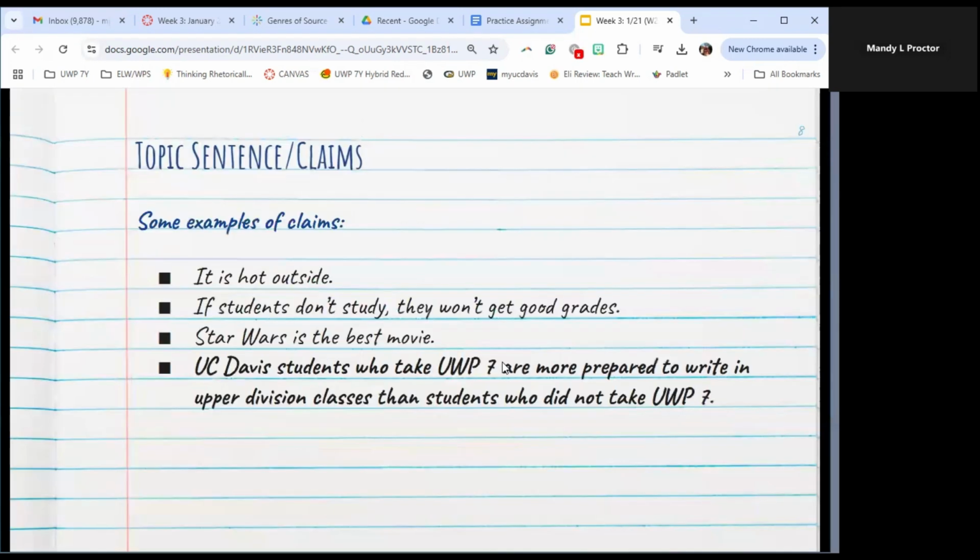Okay. So when we think about some claims, you could say, oh, it's hot outside. If students don't study, they don't get good grades. Star Wars is the best movie, right? These are all things that people could disagree with. I would say one example of a claim is UC Davis students who take UWP 7 are more prepared to write in upper division classes than students who don't take UWP 7, right? That is something that people could agree with or disagree with, right? But you're really making a point. And you're telling your audience, this is what I'm going to argue in this paragraph.